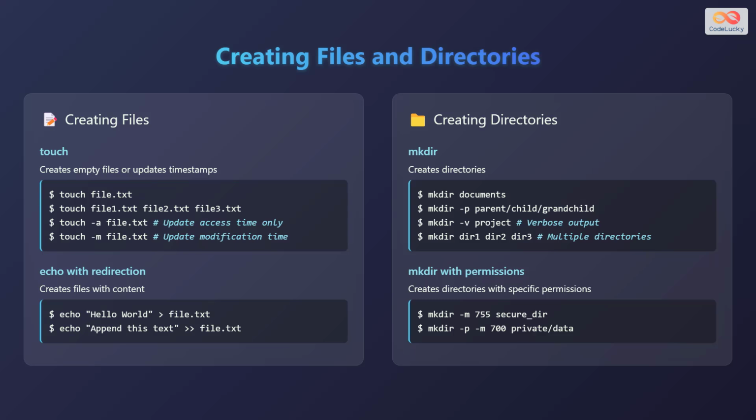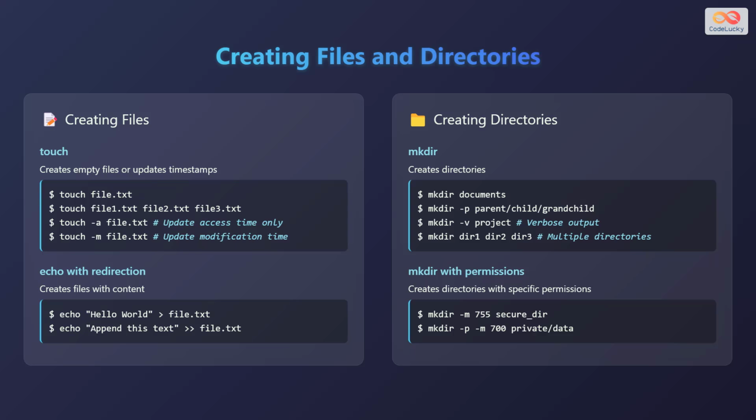The touch command is used to create empty files or update the timestamps of existing ones. For example, touch file.txt creates a file named file.txt. You can create multiple files at once like this: touch file1.txt file2.txt file3.txt. To update only the access time or modification time, use the -a or -m flags respectively.